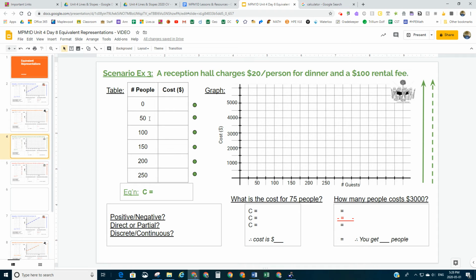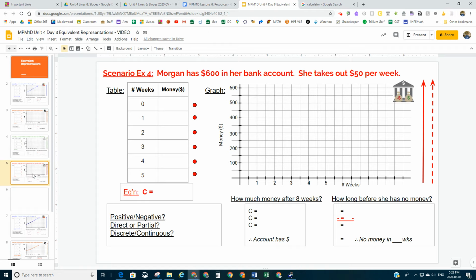It's not 0 people, 1 person, 2 people, 3 people. It's going up by 50s, right? But your cost per person is your slope, and so that will help your equation. And again, answer these questions, and 75 people for $3,000. And finally, an interesting one about Morgan, who has $600 in the bank, and she takes out $50 per week. Think about what this graph, I can tell you this graph is going to be a little bit different, and the slope is going to be slightly different when you do example 4.